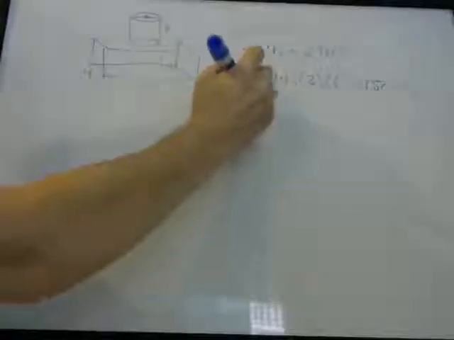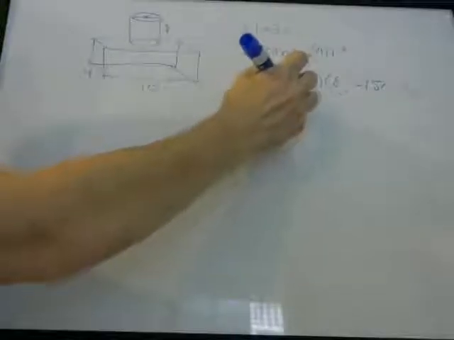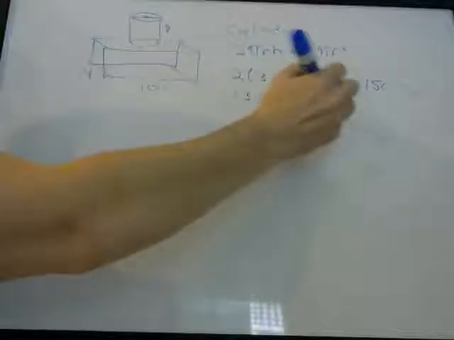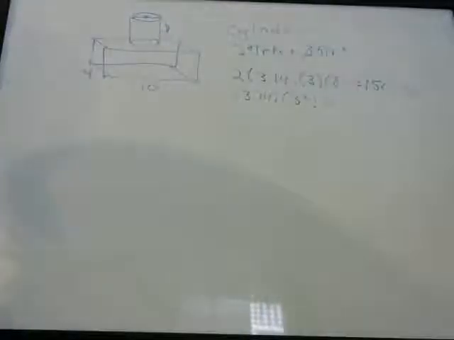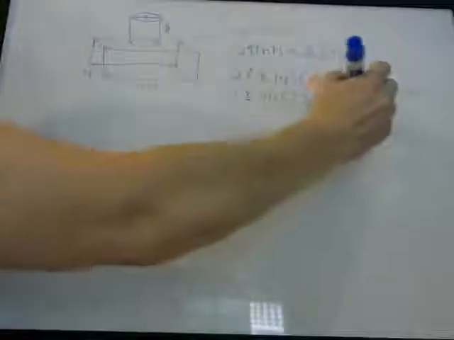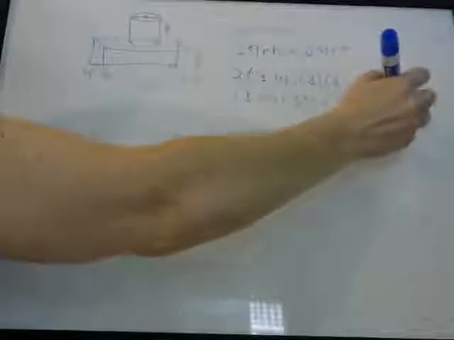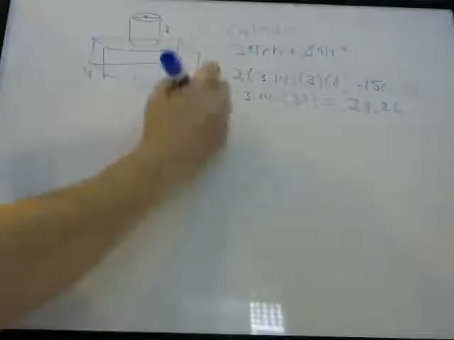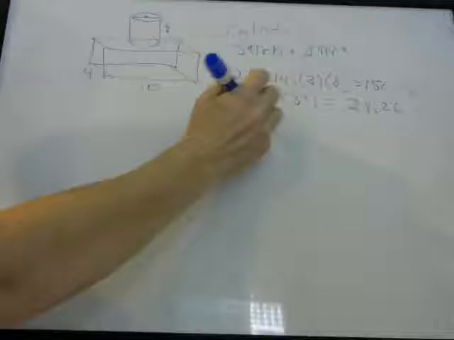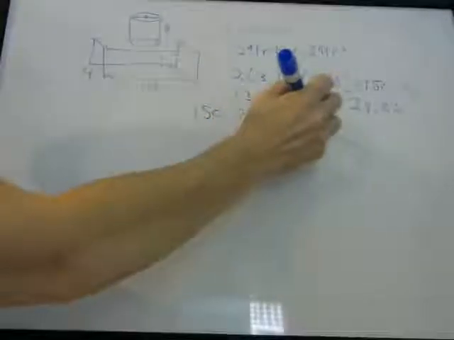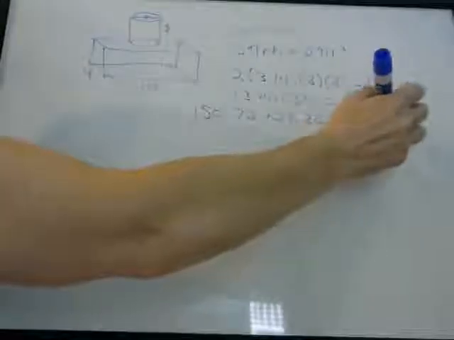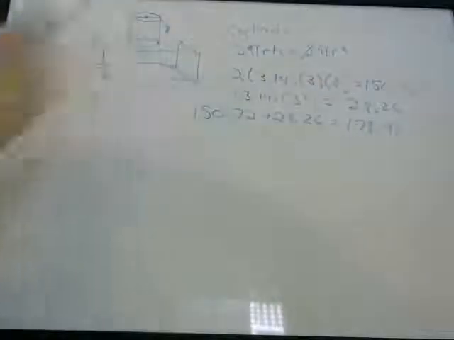So pi r squared is 3.14. Remember, the radius is 3, not 6. 3 squared is 3 times 3. And if you multiply that out, you're going to get 28.26. So the surface area of the cylinder, we add the outer part together along with the top, 150.72 plus 28.26, and we get 178.98. So that's for the cylinder.